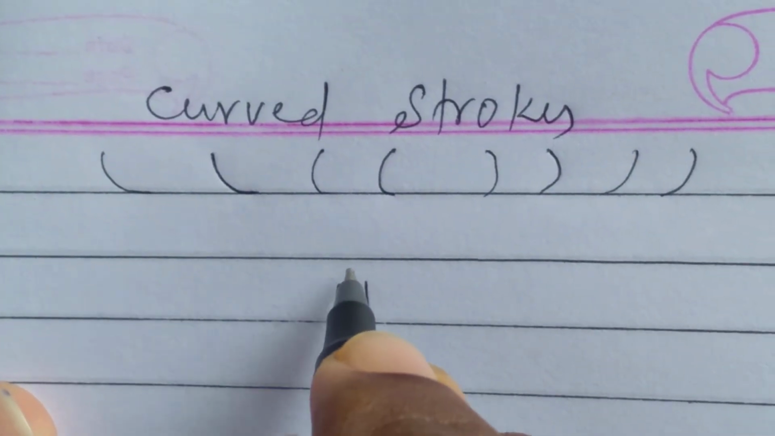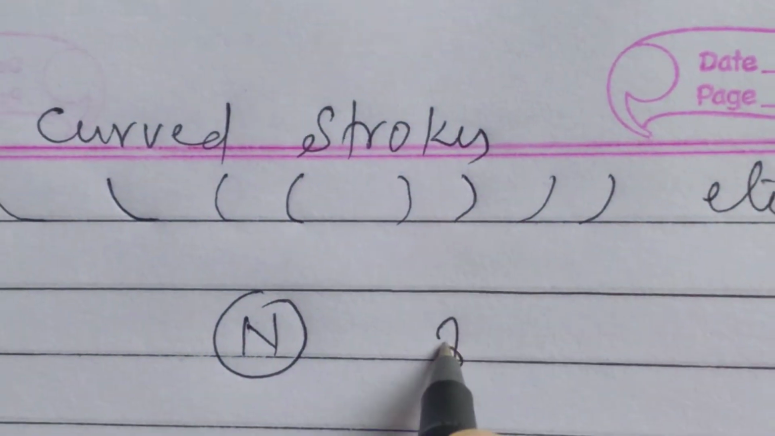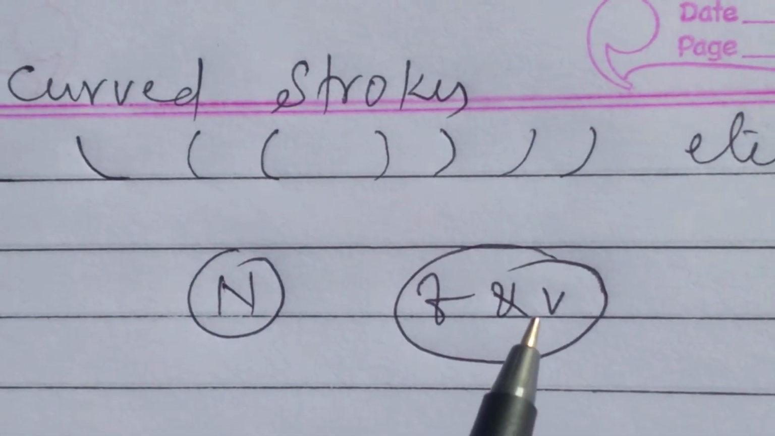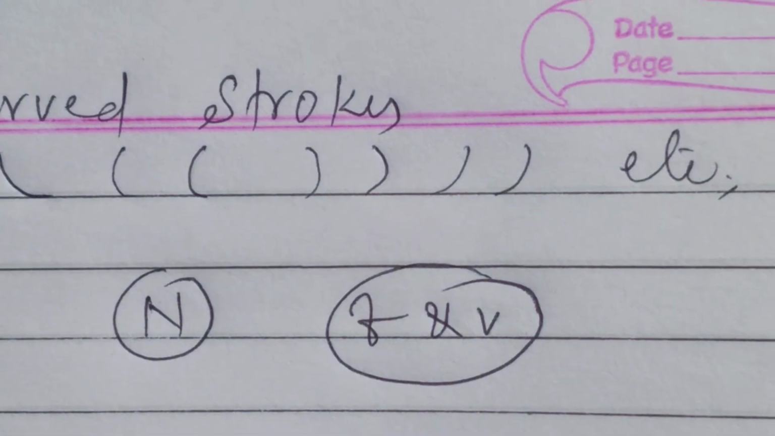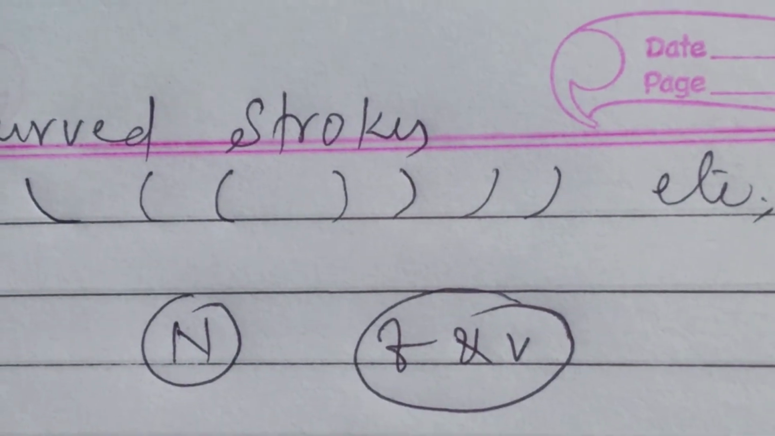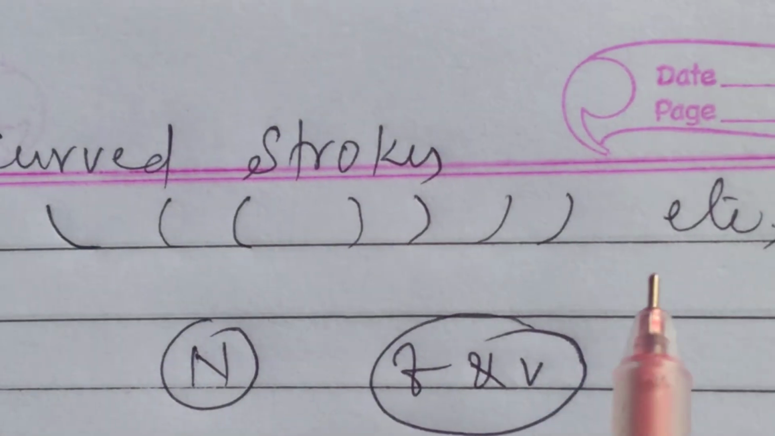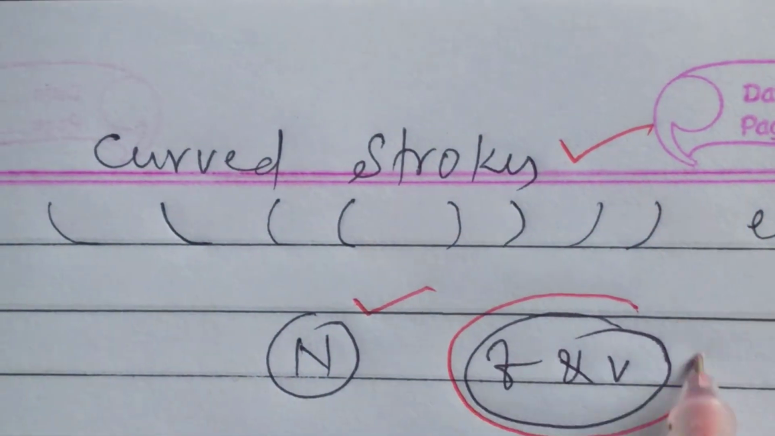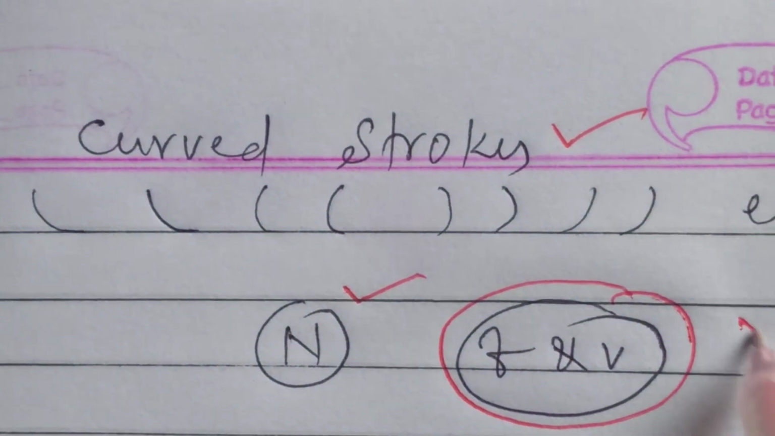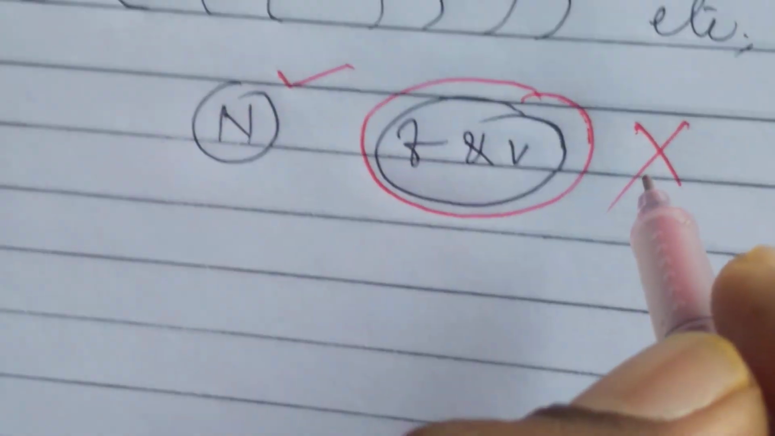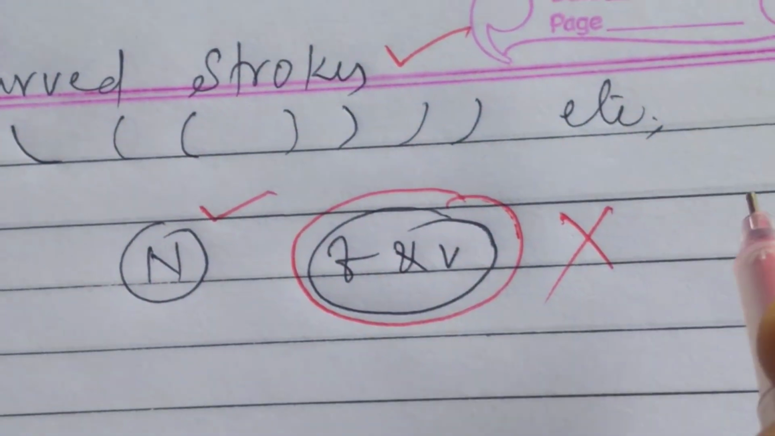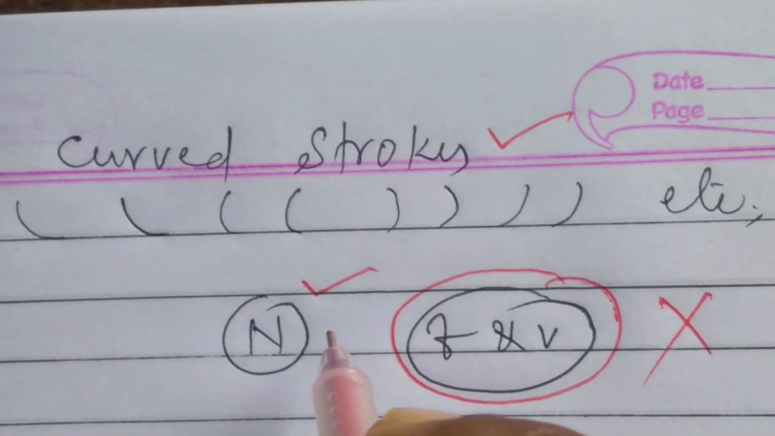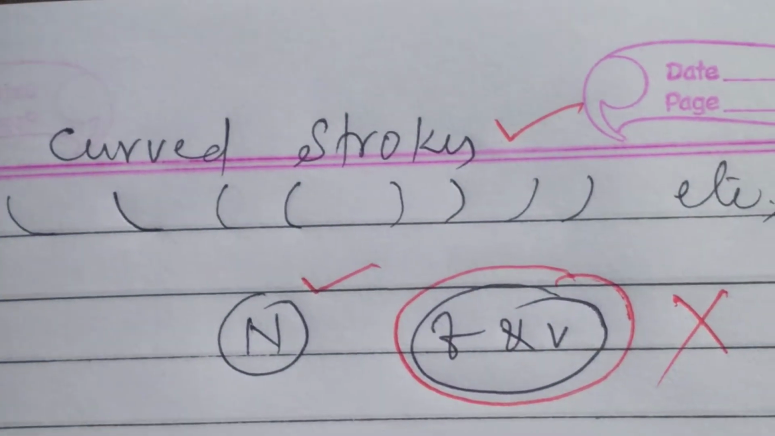N, F and V sounds. In final hooks we have three sounds: N, F, V. But for curved strokes we are considering only the N sound, but not F and V sounds. F and V sounds are not applicable in these final hooks. There is no doubt at all. We have to take into consideration only the N sound.